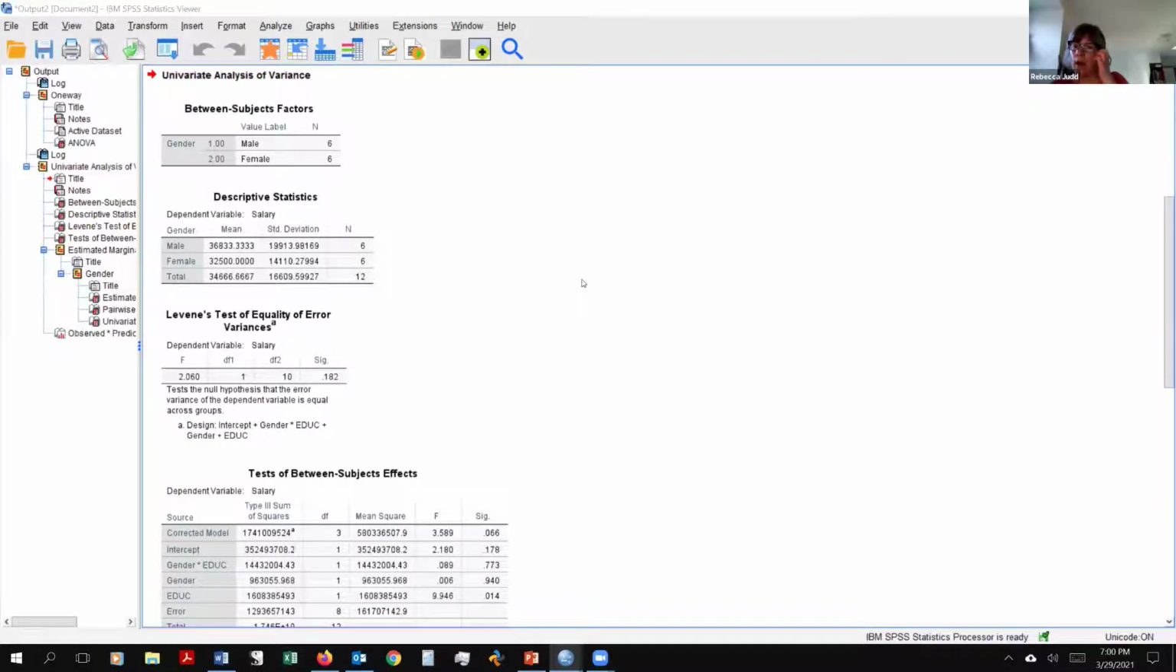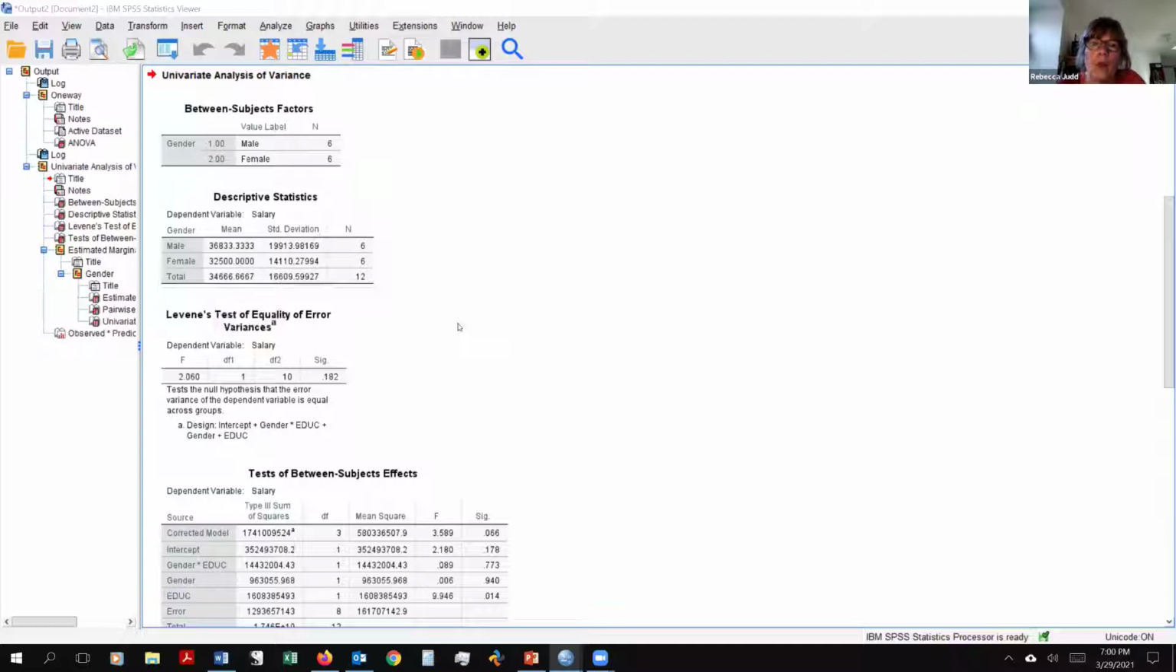I did a new screen, so you should now be able to see my univariate analysis of variance. Can you see that at the top? Is that what you're seeing up there? So we have male and female, which is our between subjects factor, that's our group. We have our descriptive statistics right here. It shows for male, we have an annual salary mean of 36,833. And for female, 32,500.